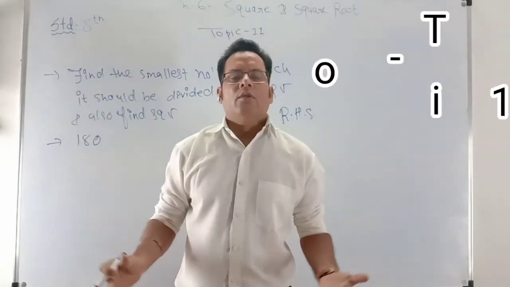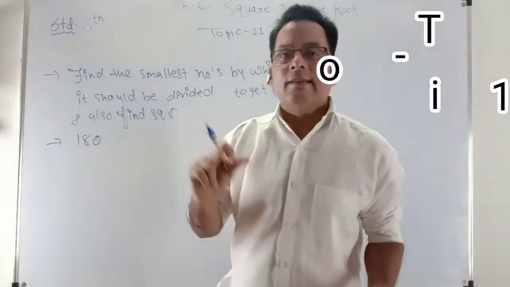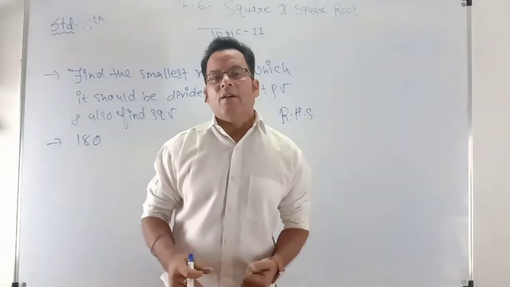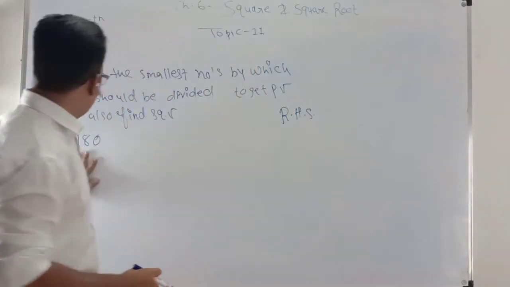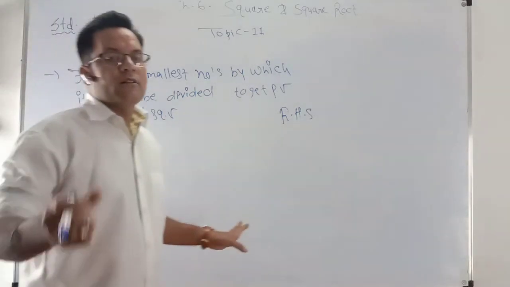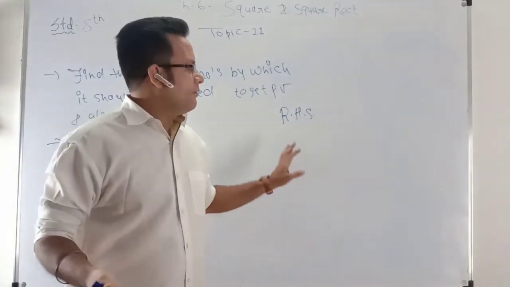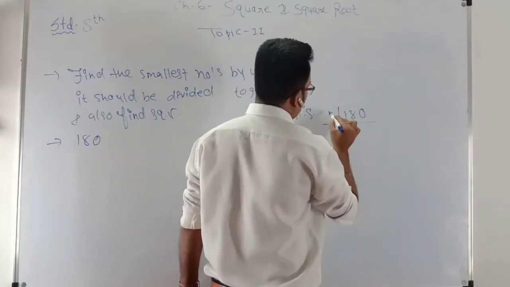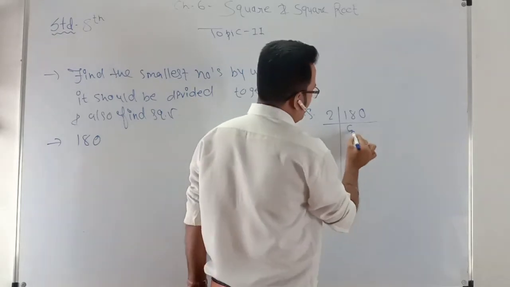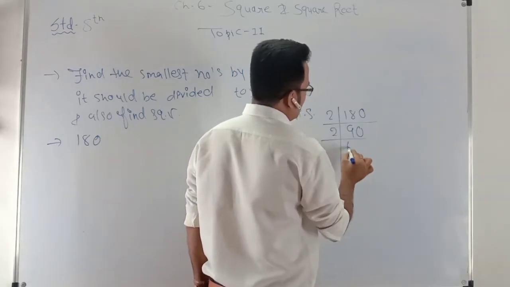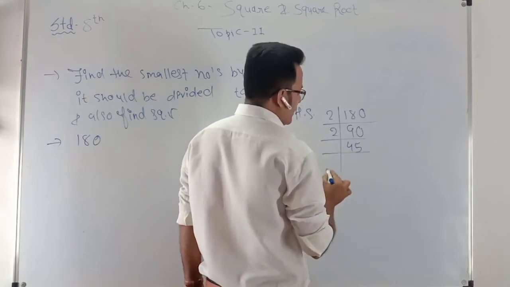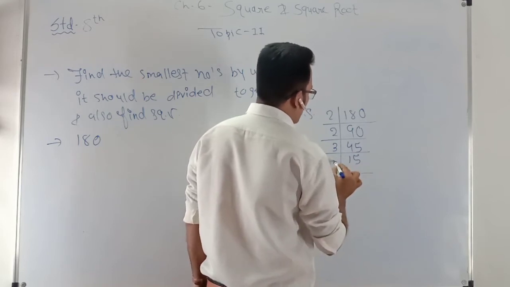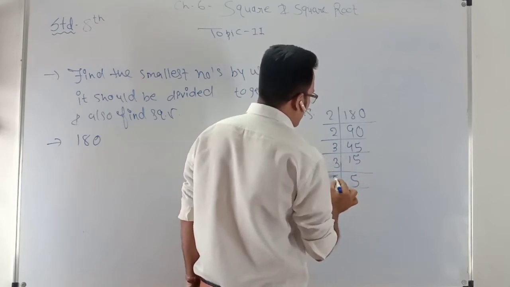Here students, now topic number 11, that is with the help of division, means by which number it should be divided to make a perfect square. So the given number is 180. Here written by which number it should be divided. So first of all we make the factors here. 180 divided by 2, so it will be 90. Again with 2 it will be 45. Now with 3, so it will be 15. Again 3, it will be 5, and 5 ones are 5.